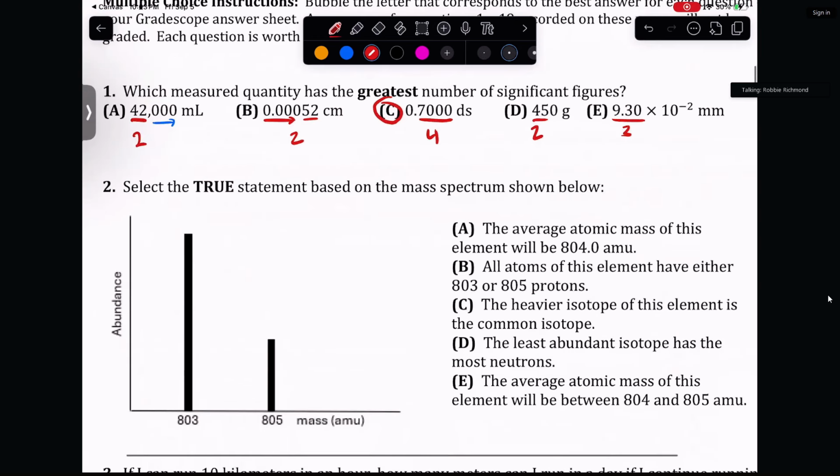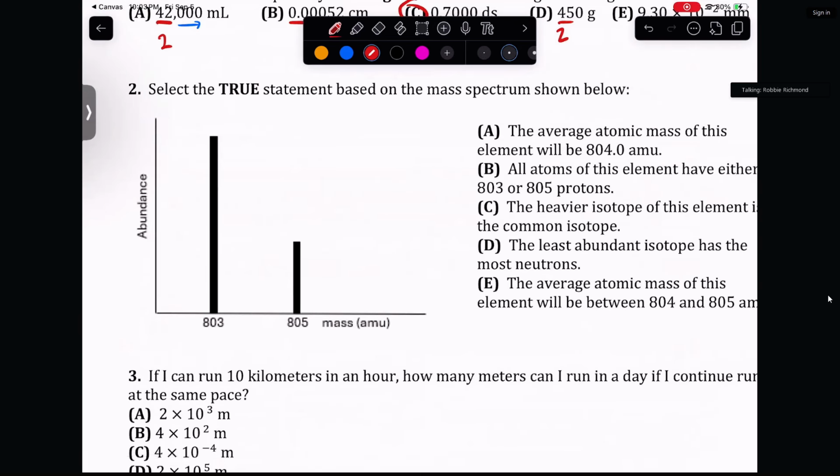Cool. Select the true statement based on the mass spec below. So we have two isotopes, isotope 803 and isotope 805, with a specific mass. So this is going to be in percent abundance. So we can already tell by just this graph, not even looking at the answer choices, that isotope 803 is going to be the isotope that is more prevalent within our sample.